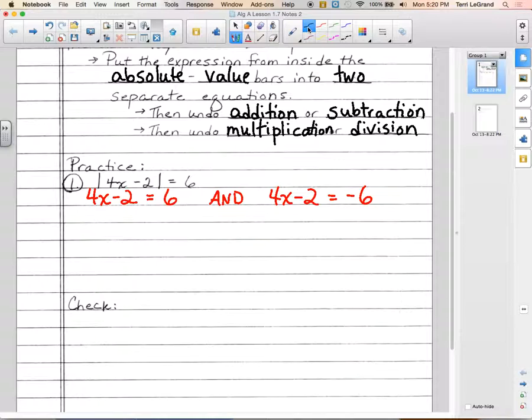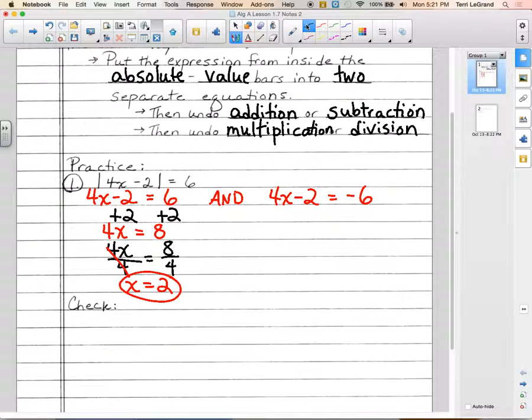So we're going to undo that subtraction first. So we'll add 2 to both sides. The 4x is now by itself. And 6 plus 2 is 8. And now we'll undo the multiplication. X is being multiplied by 4, so we will divide both sides by 4. And we'll have our first solution, which is x equals whatever 8 divided by 4 is. I get 2. So there's our first solution for this one.